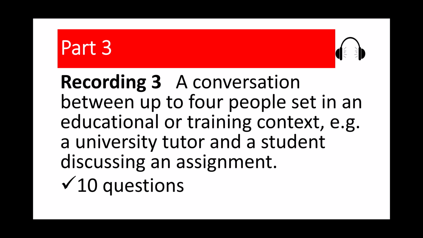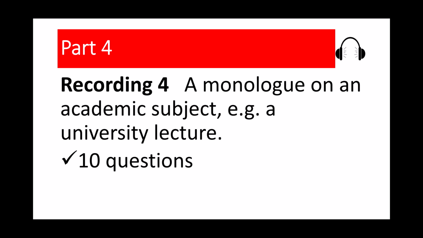In part 3, it's a conversation between up to 4 people set in an educational or academic context. For example, a university tutor and 1 or 2 or 3 students discuss an assignment or a project that they should be doing. And there are 10 questions that should be answered. And in part 4 of the test, again, it's a lecture or a monologue, one speaker who's talking about an academic subject. It can be about agriculture, the environment, music, literature, or any mainstream topic. The number of questions is 10 questions.